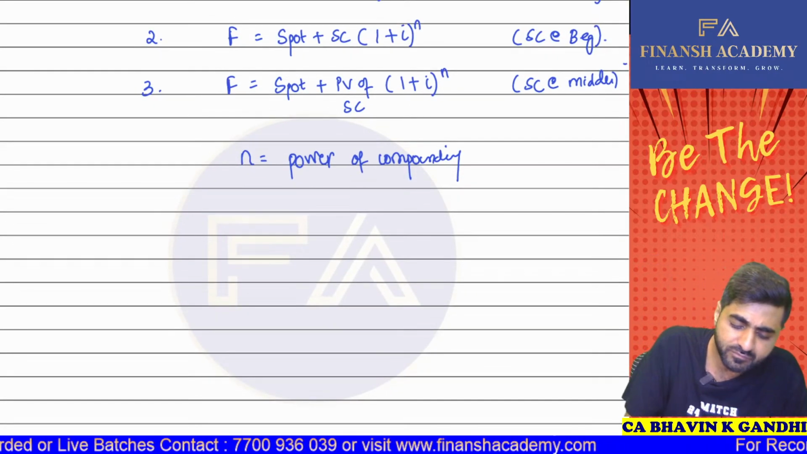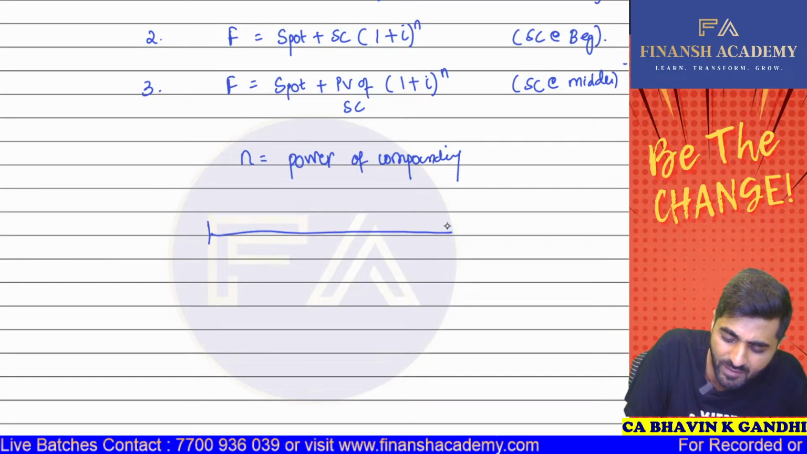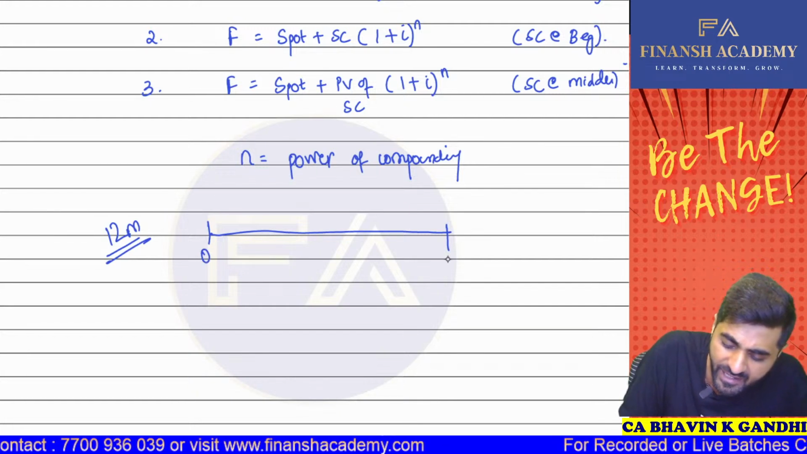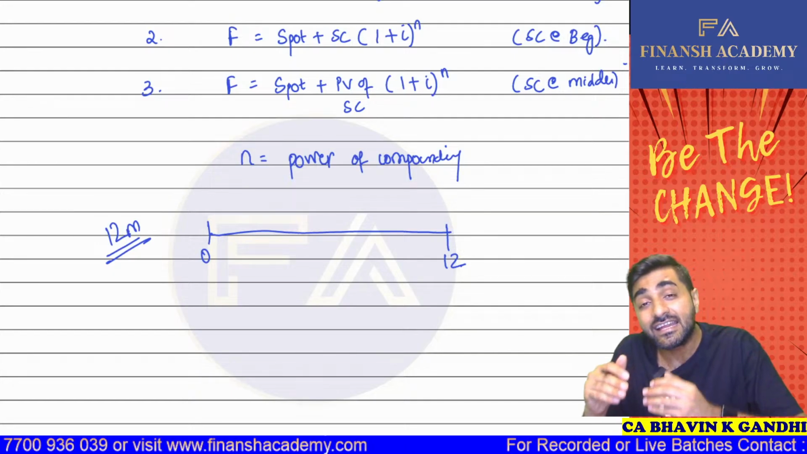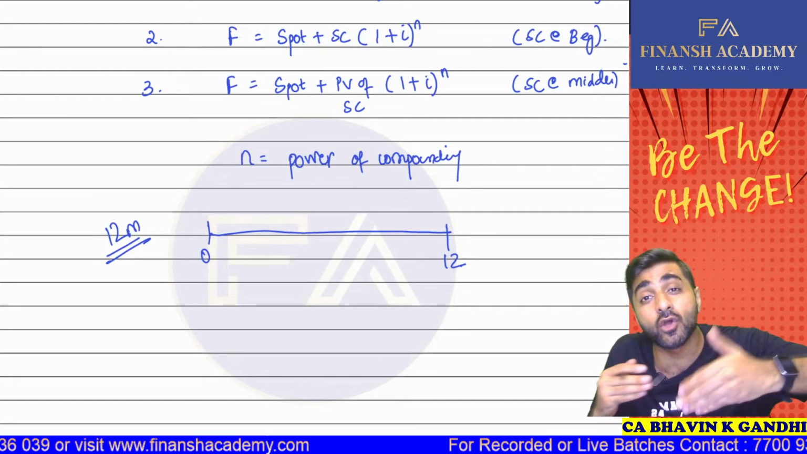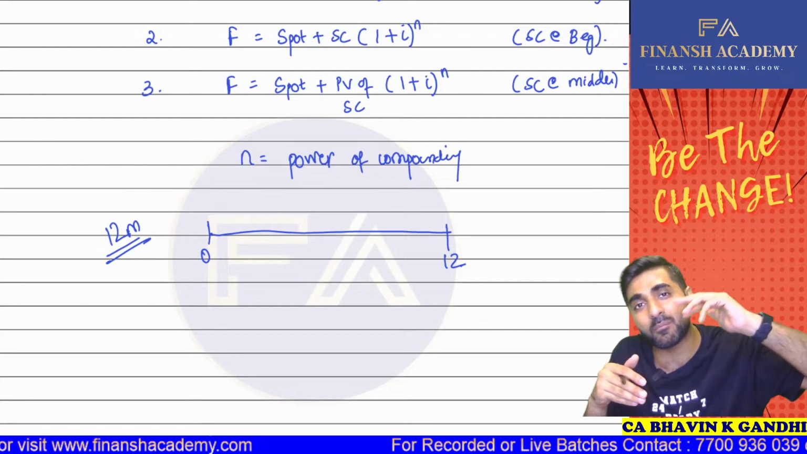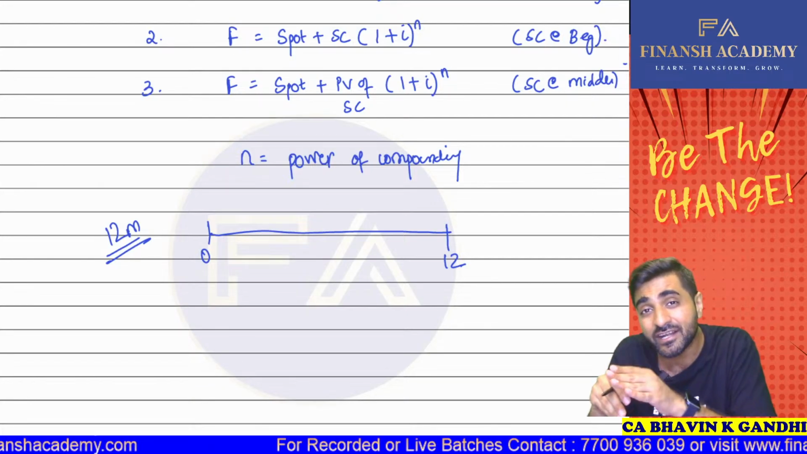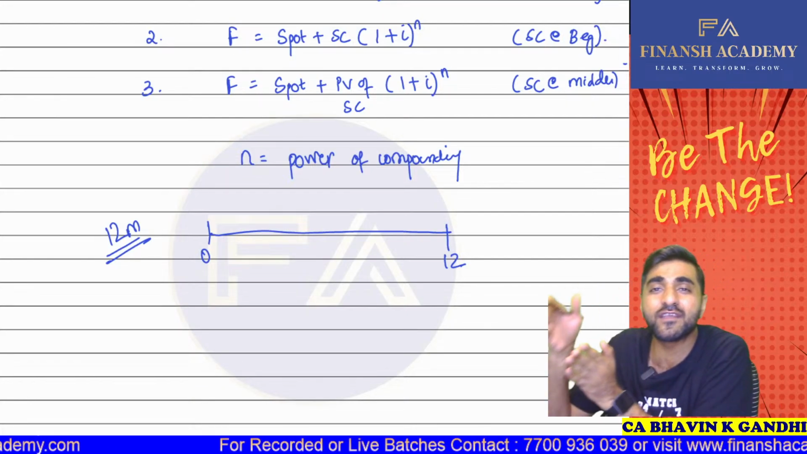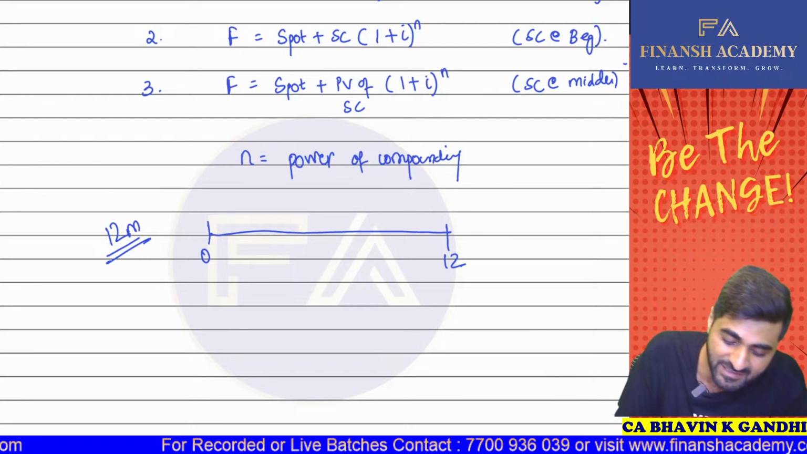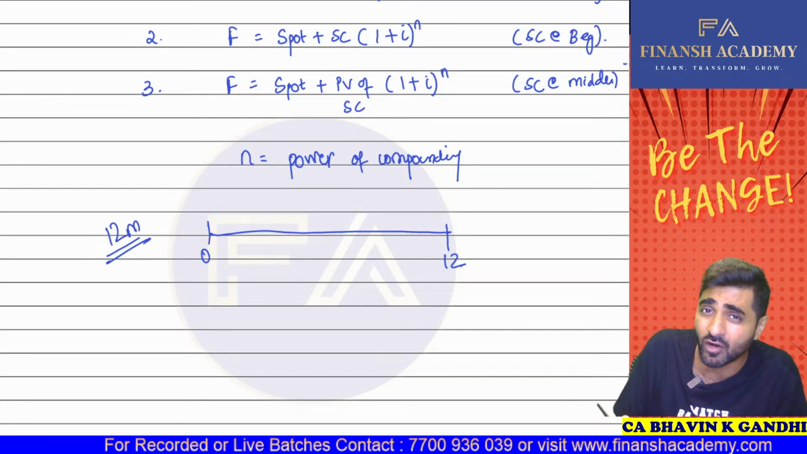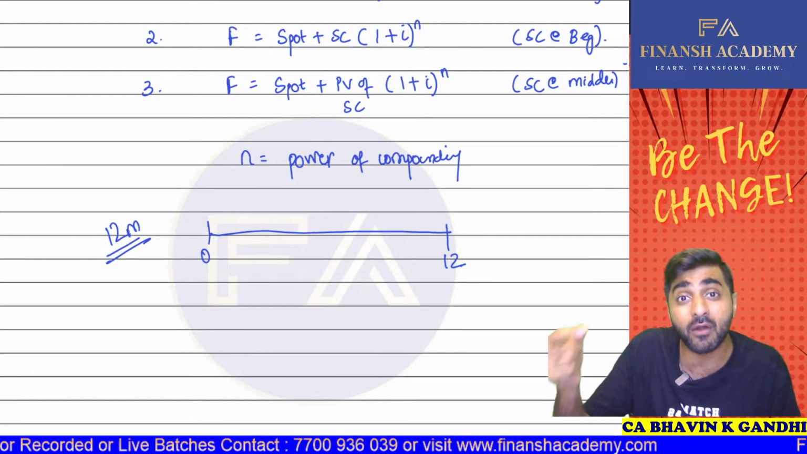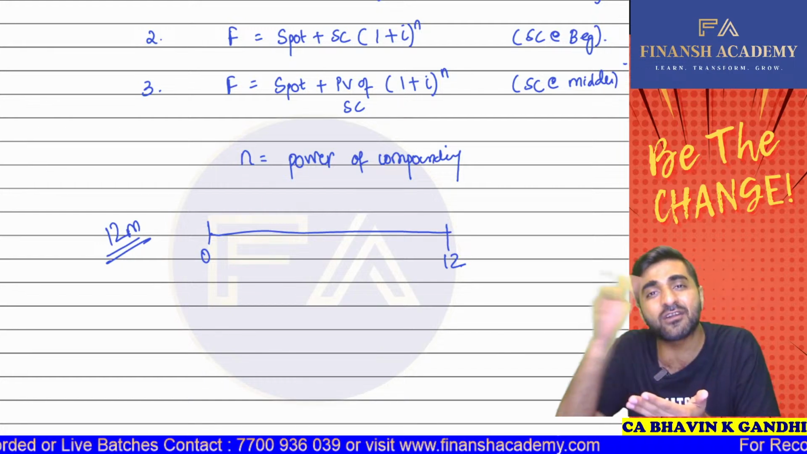See, my dear students, let's say for example, I'm talking about a 12-month contract, and suppose the interest rates are compounded on an annual basis. When the interest rates are compounded on an annual basis, what I mean is that the interest on interest will be charged after the end of year one. Anyway, it's a 12-month contract. If the compounding is happening on an annual basis, the first compounding effect will take place after the end of the first year.